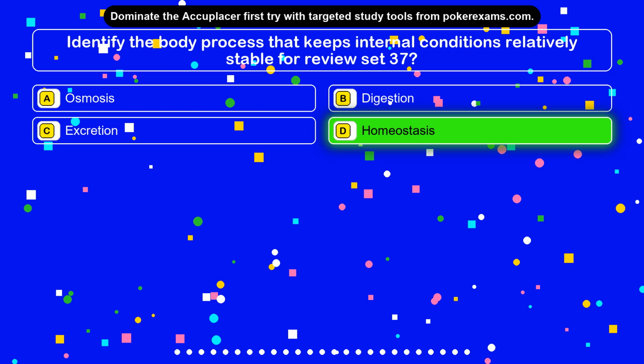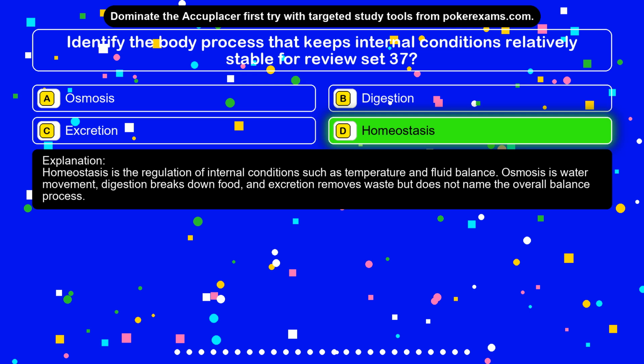The correct answer is option D. Homeostasis. Homeostasis is the regulation of internal conditions such as temperature and fluid balance. Osmosis is water movement, digestion breaks down food, and excretion removes waste but does not name the overall balance process.